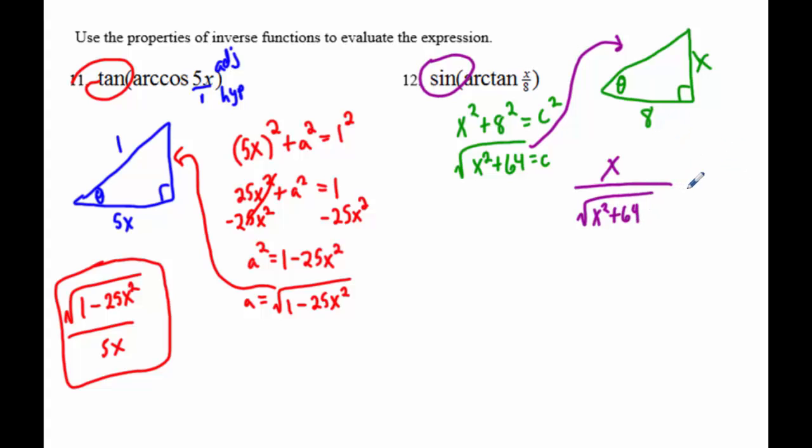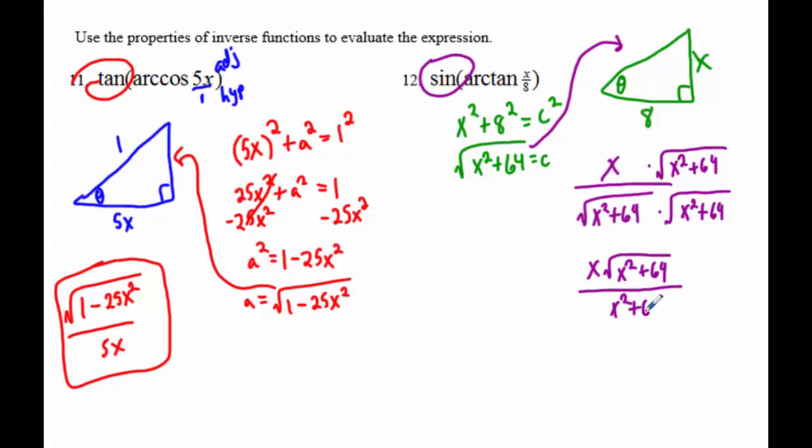But I have a square root on the bottom, and I want to rationalize that, so I'm going to multiply by the square root of x squared plus 64 on the top and the bottom, which gives me x times the square root of x squared plus 64 over x squared plus 64.